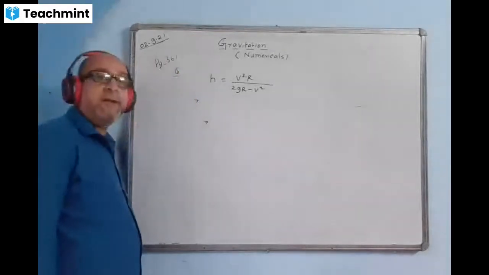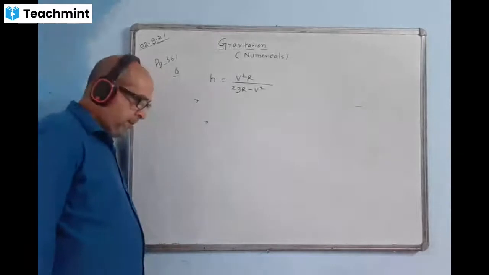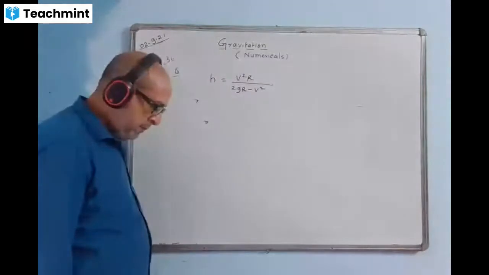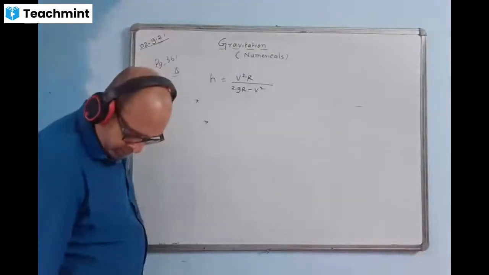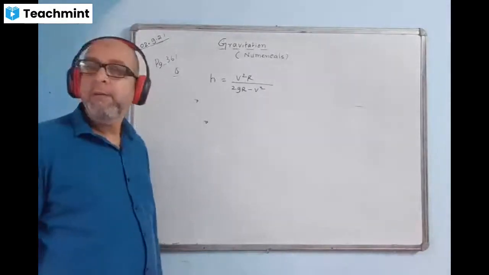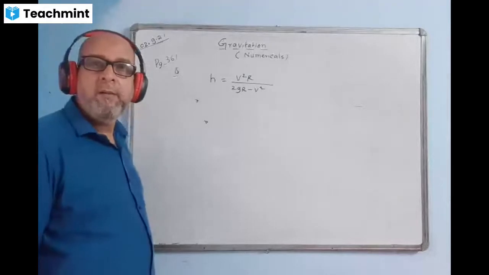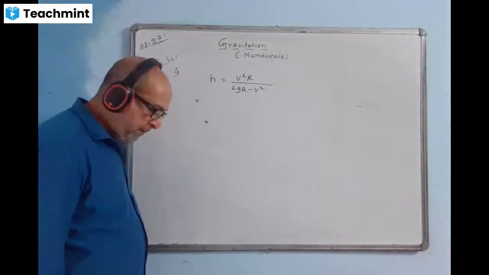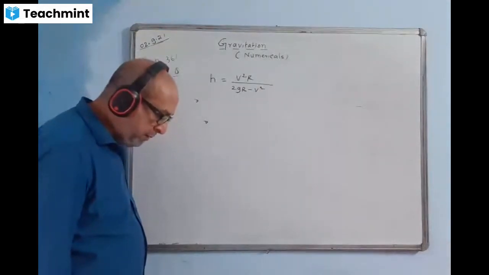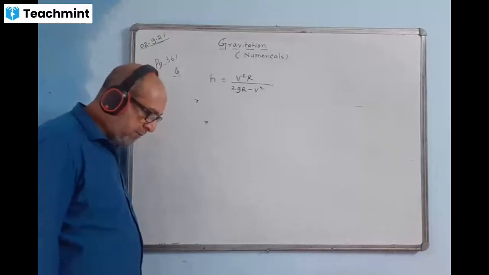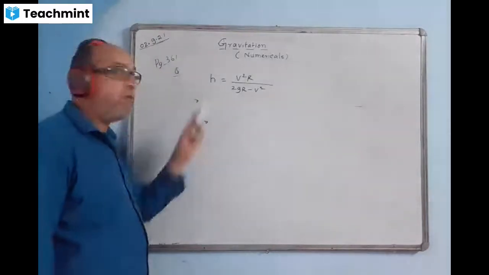Number 11 you can see. Just read number 11. Have you read number 11? If a body is to be projected vertically upwards from the Earth's surface to reach a height equal to 10 times the radius of the Earth, how much velocity should it be given? R is given and G is given. Can you do it? Same formula.